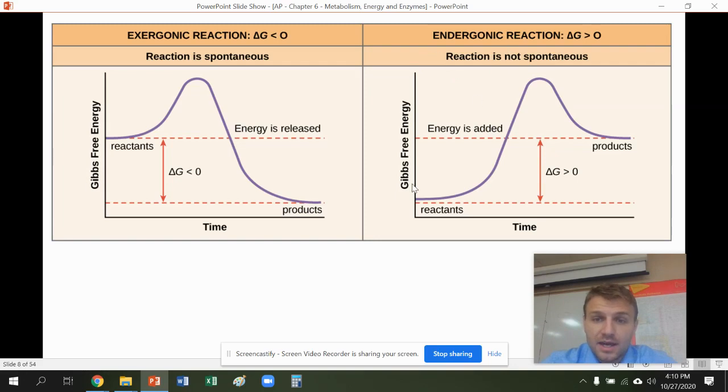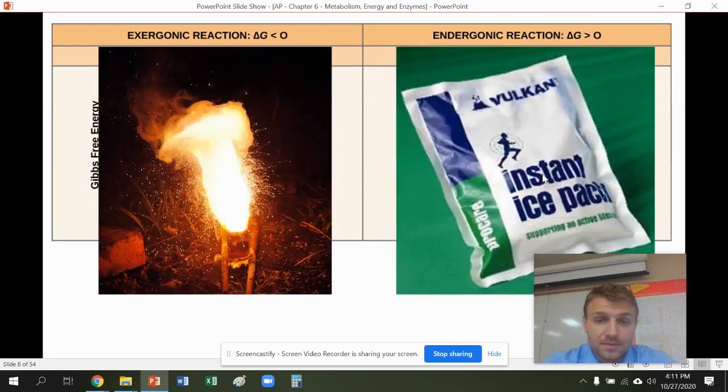Here are the endergonic reactions. You have some activation energy that you have to put in, but again, the reactants have less energy than the products do. So that means you have to put in energy. In this case, you're going to have something called Gibbs free energy. Gibbs free energy is going to be negative for an exergonic reaction and positive for an endergonic reaction.